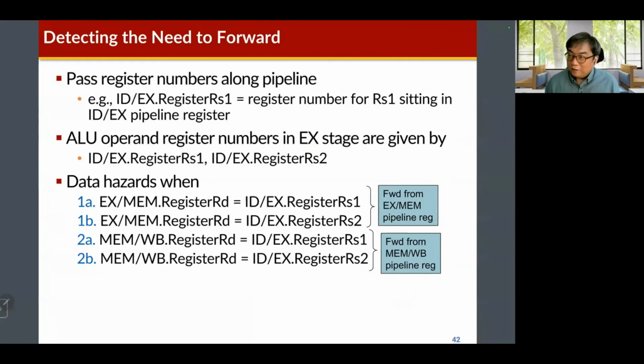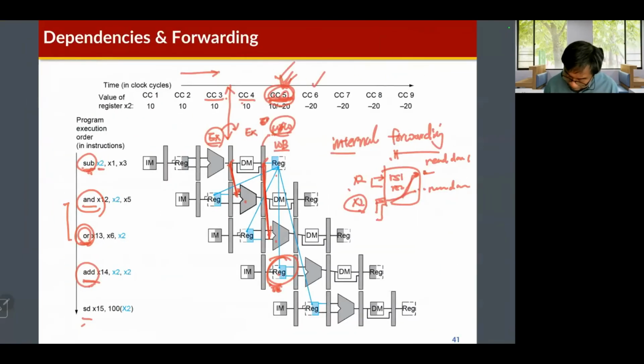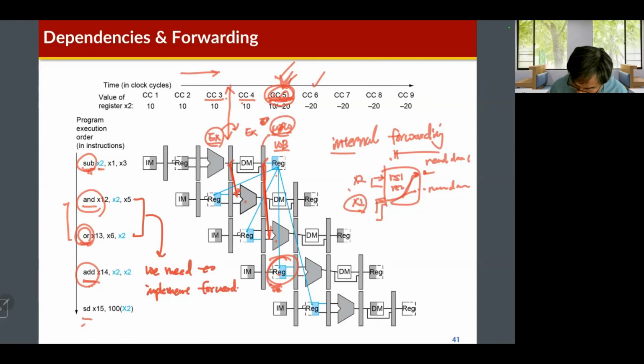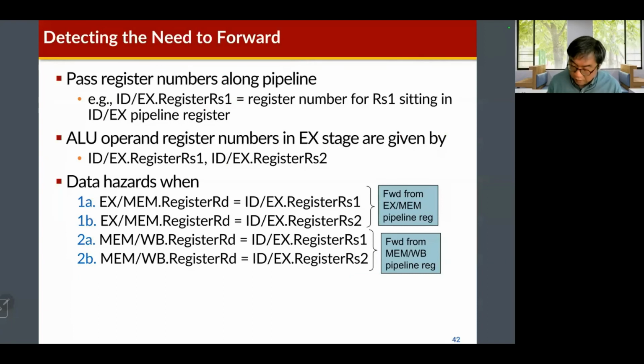Then how can we do this? We need to implement the forwarding path, and then we need to control data forwarding. Data forwarding should be activated if data forwarding is required. What does that mean? It means that we need to know the conditions for data forwarding.